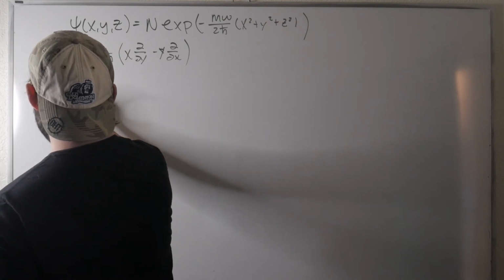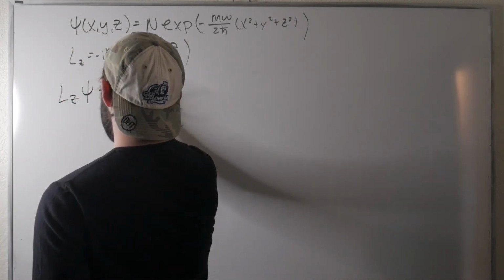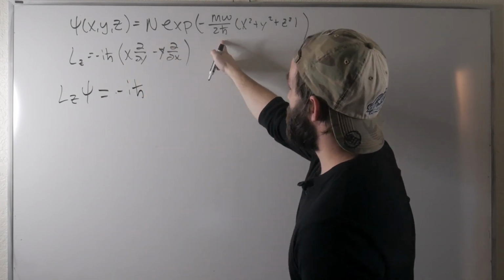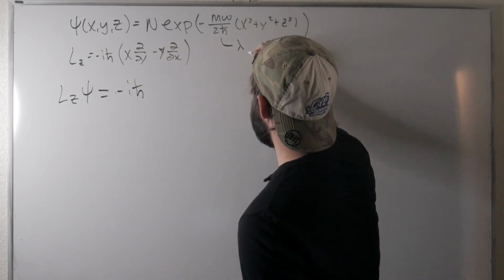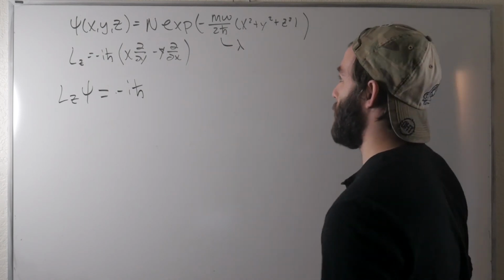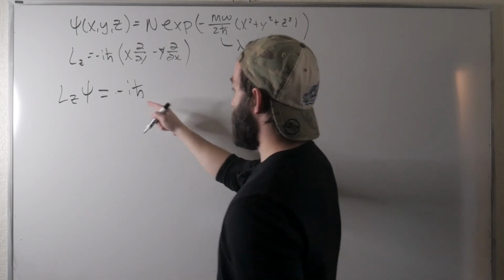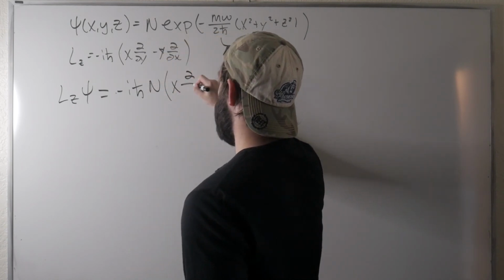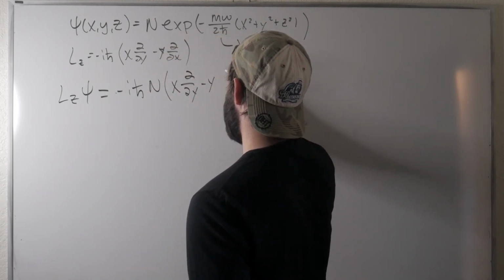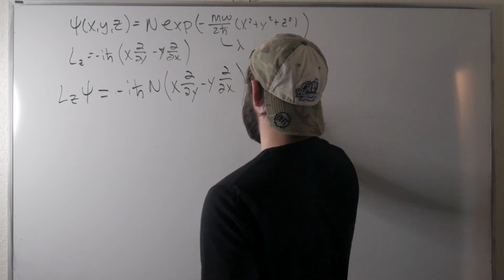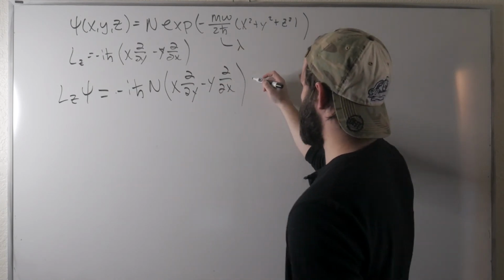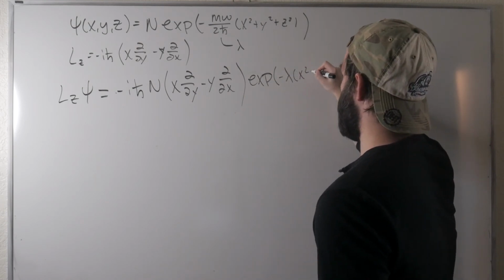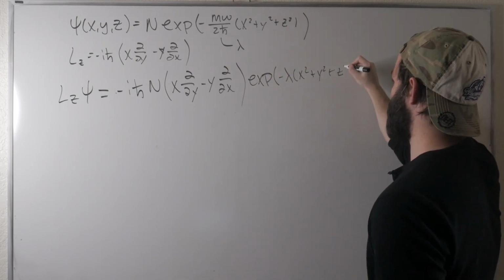So Lz acting on the wave function is equal to minus i h bar. I'm also going to call this guy lambda, just so I'm not writing omega over h bar anymore. So we have minus i h bar n, x d/dy minus y d/dx, acting on this exponential, minus lambda times (x squared plus y squared plus z squared).